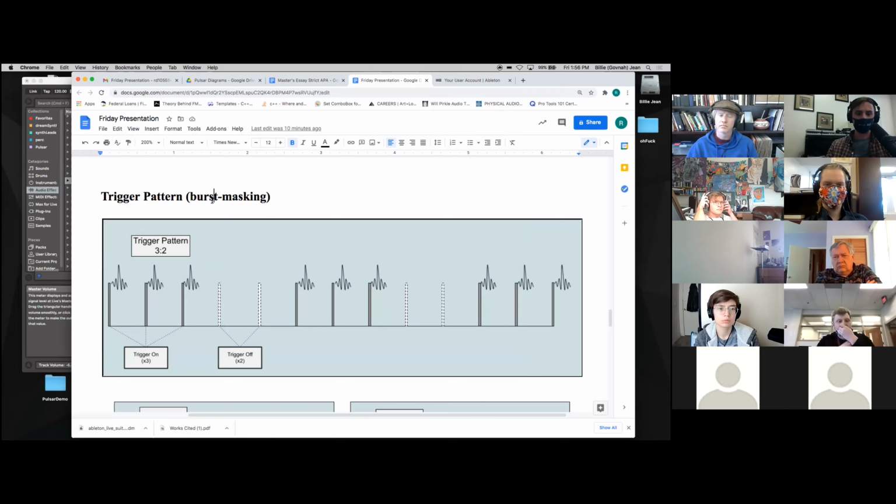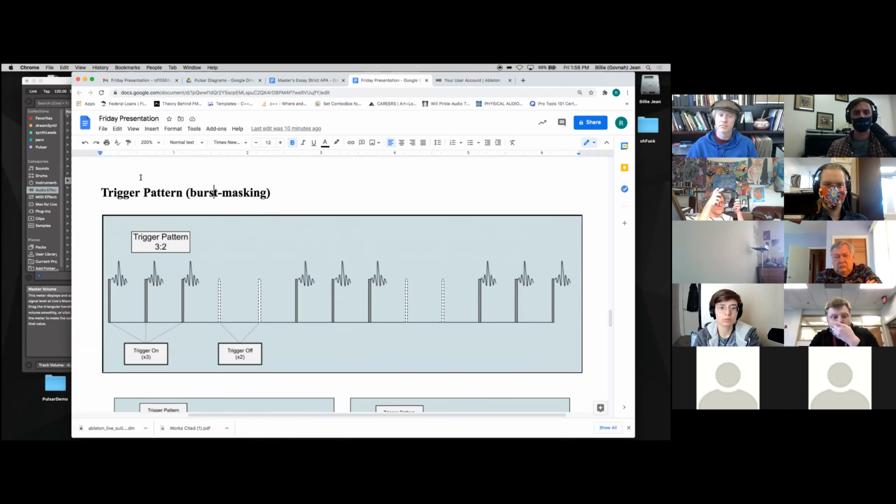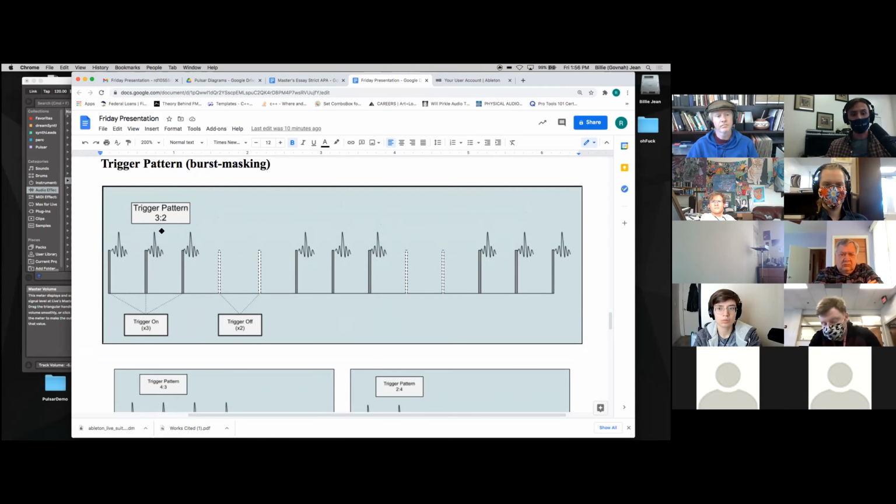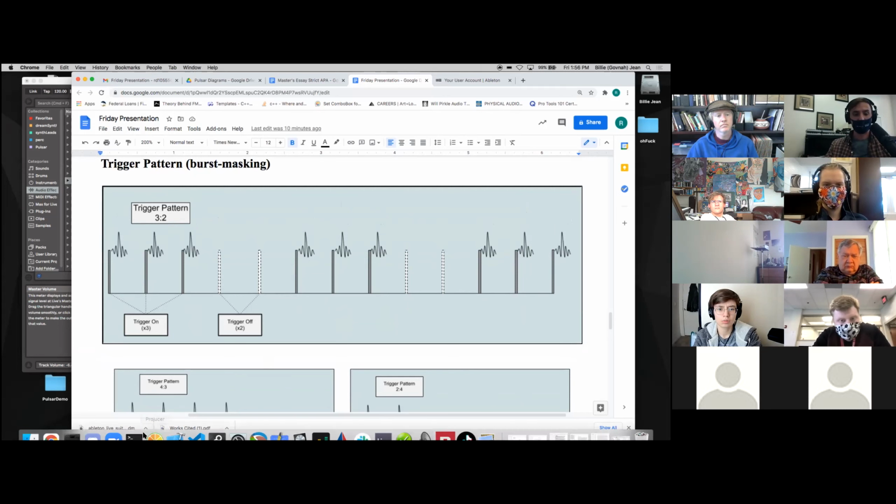Burst masking is the term used by Curtis Roads. I just think trigger pattern, as I'm coding it, I'm like, oh, this is exactly what it's doing. So an example of that would be a 3 to 2 pattern. So 3 on, 2 off. 3 on, 2 off, as you might guess. Let's do that one.